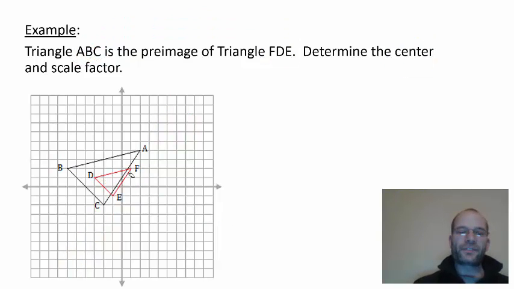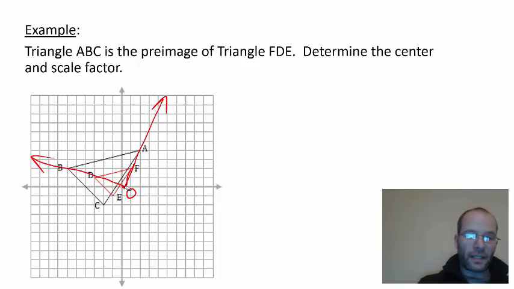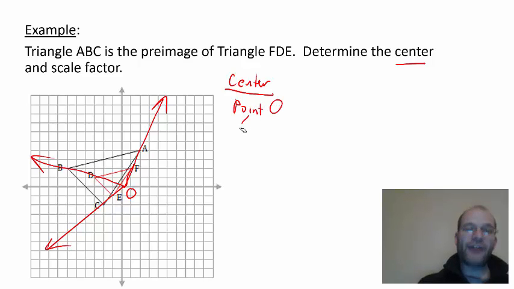So if we clear the picture up again, this point, which I will call point O, it's the origin in this case, is the endpoint of ray OF, ray OD, and ray OE. There we go. So determine the center. The center is point O. We've named it point O. And its value in the coordinate plane here is 0, 0.